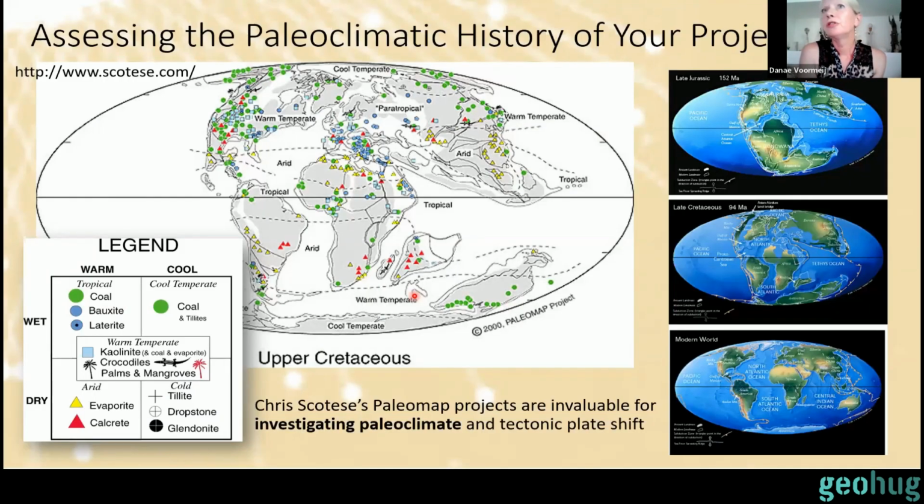All right, another thing you can do with your project area is you can figure out what paleoclimatic history it went through. So you may have heard of Chris Scotese's PaleoMap projects in the past. You can go to his website. Here's the link. And in the past, he made these cool videos where you can see tectonic shifts happening. And that was a big deal like 20 years ago.